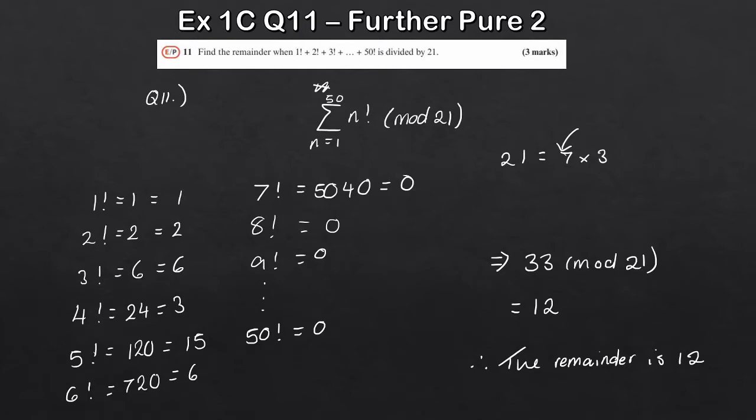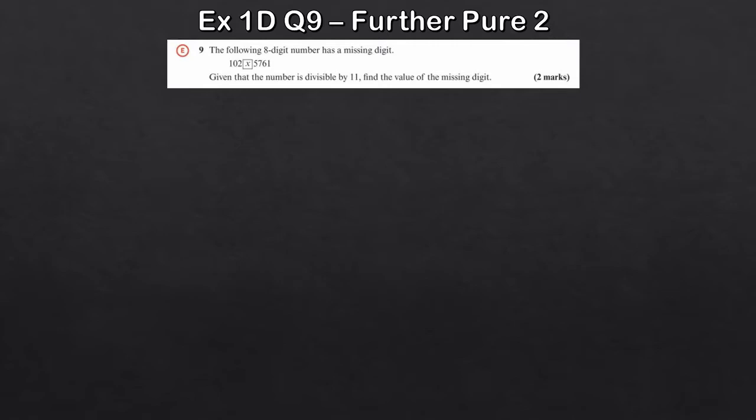So let's take a look at the next question here. We've got a question looking at the divisibility rules for numbers. We've got an 8-digit number: 1, 0, 2, x, 5, 7, 6, and 1. We only need to find x. If the number's divisible by 11, remember you start with your first digit being positive, and then you subtract the next one, then you add on the next one, subtract the next one.